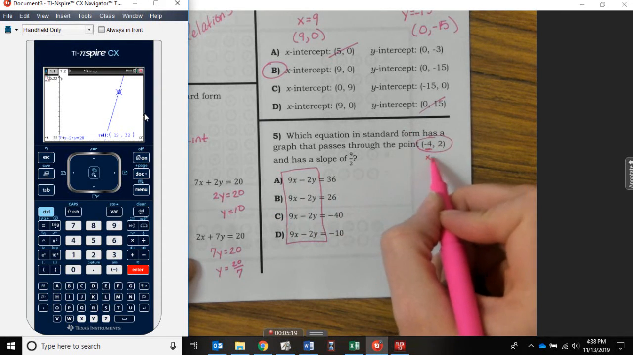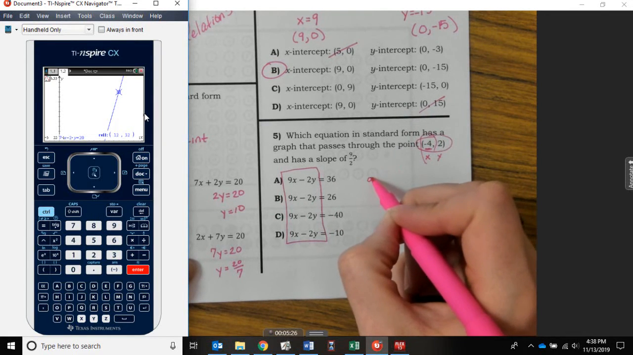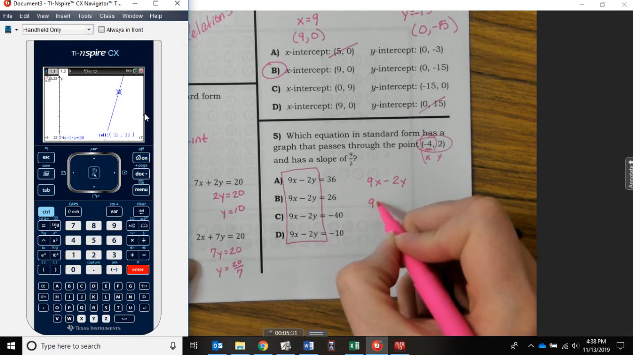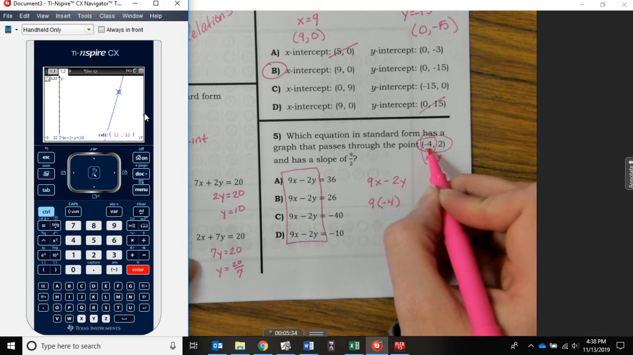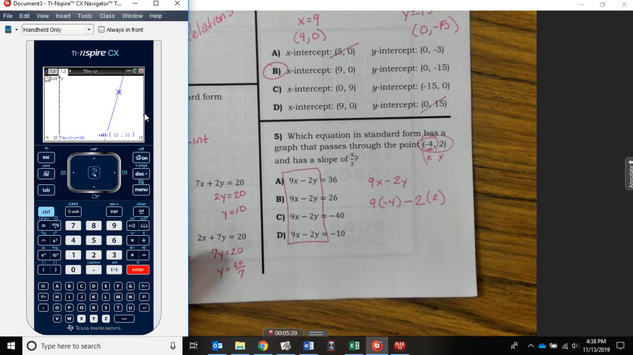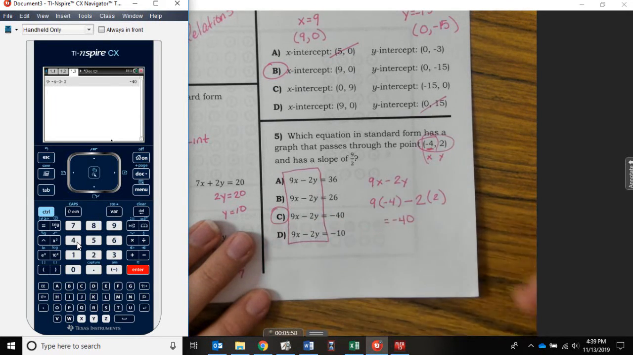Or you could do what I call plug and chug. I'm going to plug my x in, I'm going to plug my y in, and we're going to see what happens. So I have 9x minus 2y, right? Because they're all the same. And if I say 9 times negative 4, because that's the x value, minus 2 times 2 because that's the y value, and I go to a calculator page and I type it in, 9 times negative 4 minus 2 times 2, and I get negative 40. So since this equals negative 40, that makes C my answer.